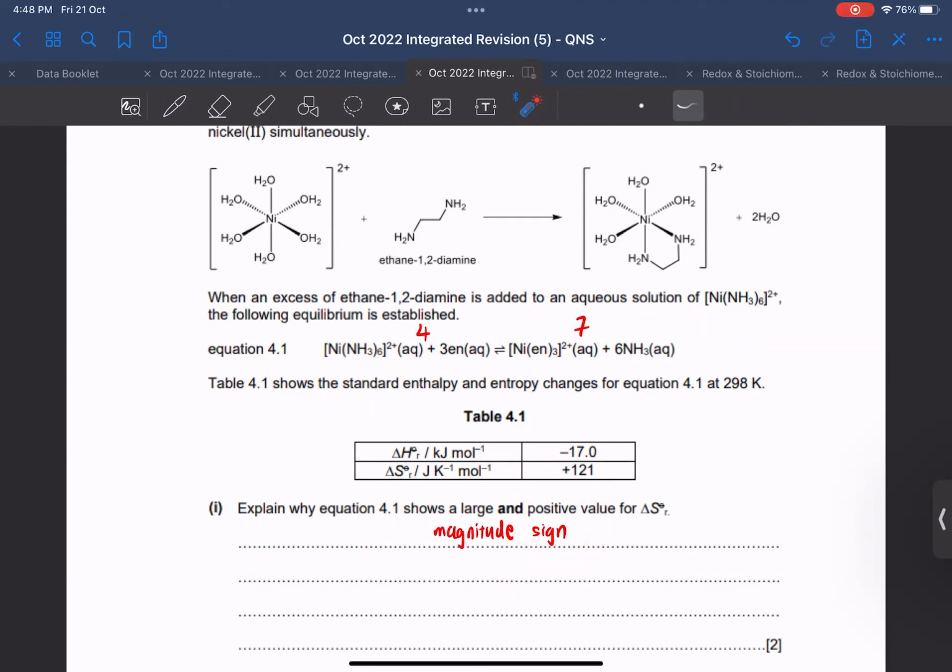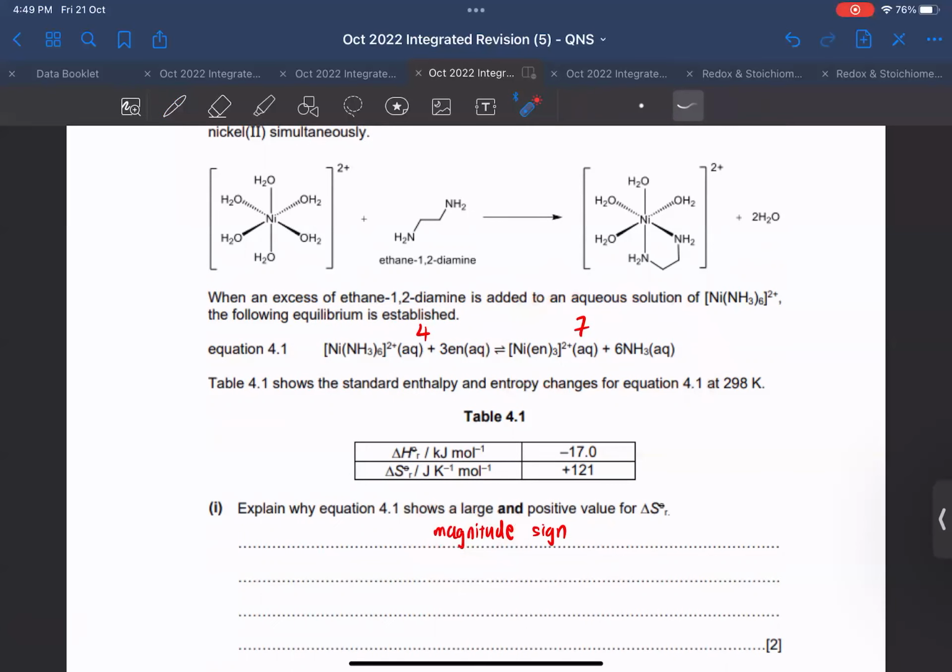But it's very easy to also talk about the magnitude at the same time, because 4 to 7 seems like a huge jump, right? Which it is. But you should explain that separately. To explain why it is large, you must tell me that 7 is a lot greater than 4. You have a lot more aqueous products compared to the amount of aqueous reactants. So having much more products than reactants will result in a large magnitude.